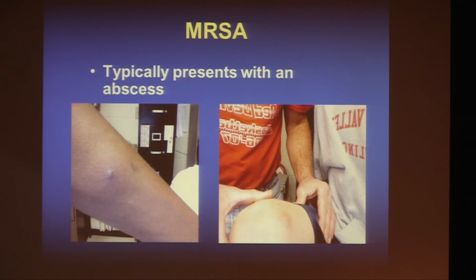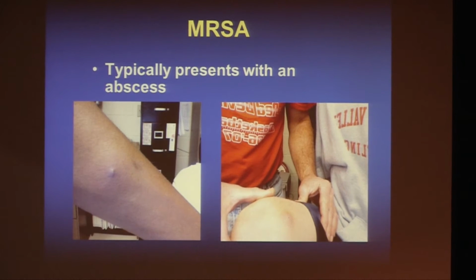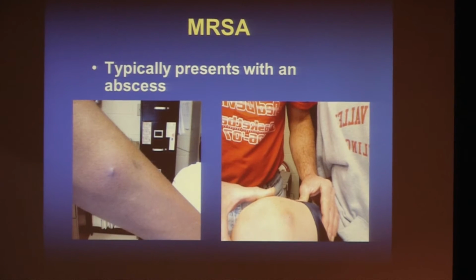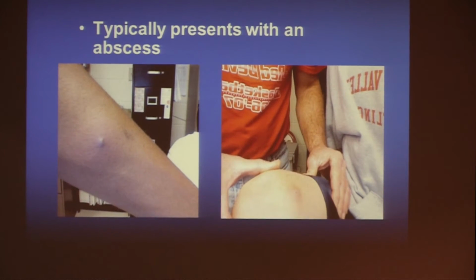What's scary about MRSA, and even staph infections, is they don't start out looking like something really ugly. A lot of times, it just looks like a pimple, but a big, nasty pimple, as you can see with this picture right here, the one on the arm. But it's different than a regular pimple.